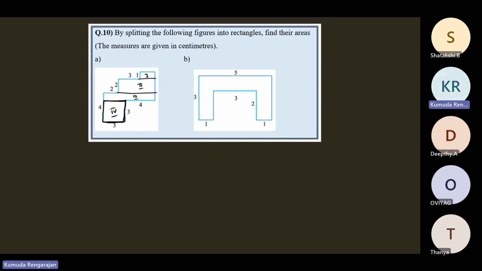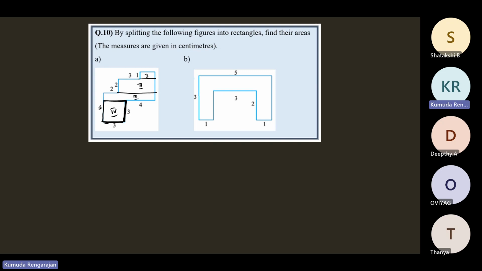Okay, so figure 4, the plane figure 4 is a square because the length is 3 centimeters and the breadth is also 3 centimeters. So figure 4 is a square. Length is 3, breadth is 3. Because the length is equal to the breadth, it is a square. So this is 3 centimeters, this is 3 centimeters. But this full thing is 4 centimeters.